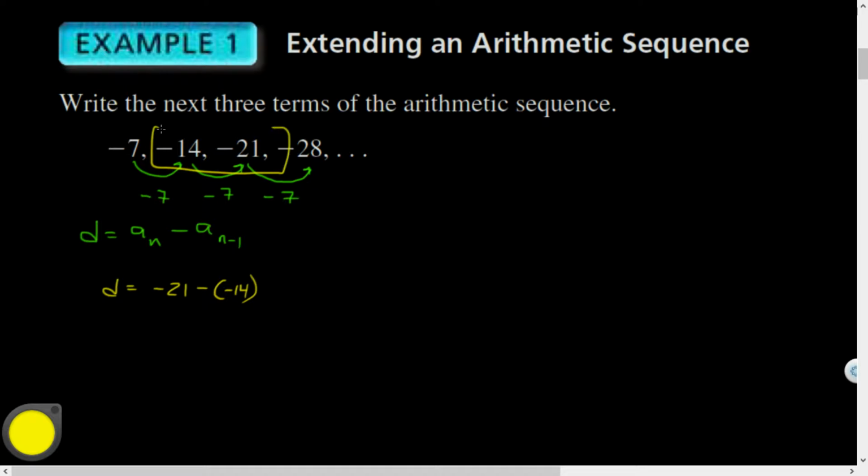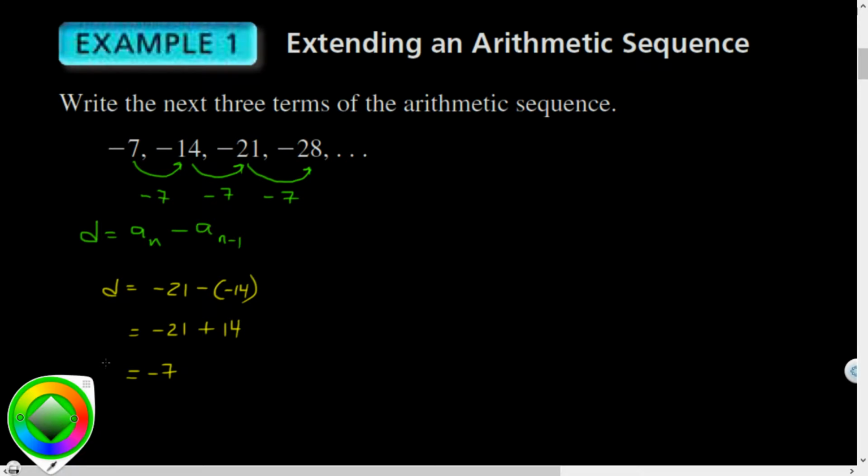Any two consecutive terms I can pick and plug into this formula, and it will give me the common difference. So I've got negative 21 plus, because of the double negative, 14. Their signs are different, so I subtract the numbers. I would have gotten 7 and take the sign of the more influential. So notice whether I'm recognizing it from the list or using a formula, I can find this common difference.